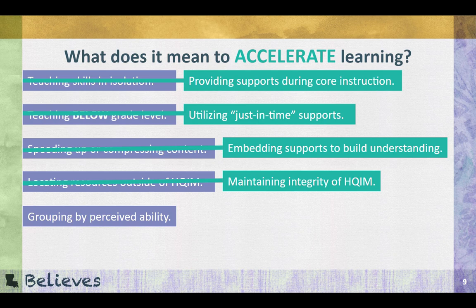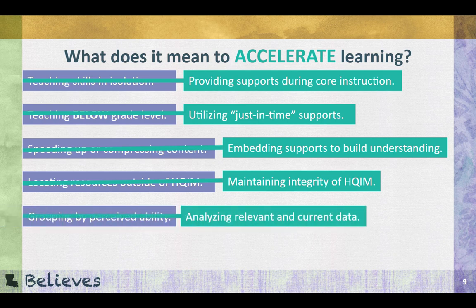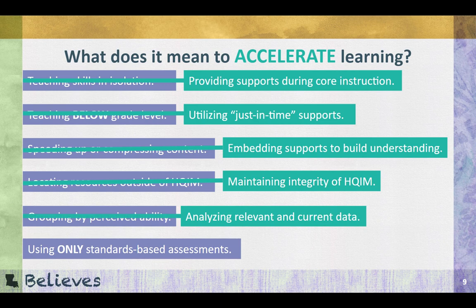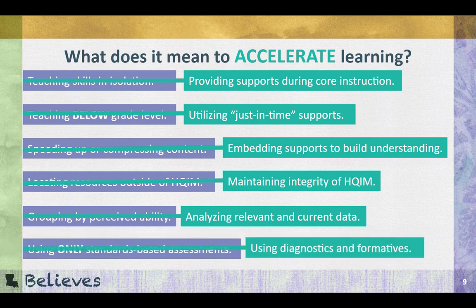Accelerated learning is not homogeneous grouping by perception. Instead, strategic groupings are determined by analyzing relevant and current data. The data, however, should not only be from standards-based assessments. Instead, use the diagnostics and/or formative assessments already included within the HQIM.